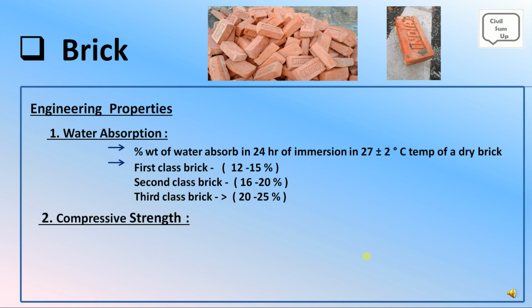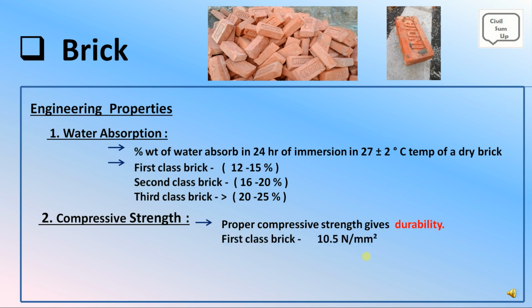Now, the second engineering property is compressive strength, and this is the most important engineering property of a brick. Proper compressive strength gives durability, a good life to the structure. So the first class brick should have a 10.5 Newton per mm square compressive strength. For the second class brick, 7 Newton per mm square, and the third class brick should be greater than 3.5 Newton per mm square.